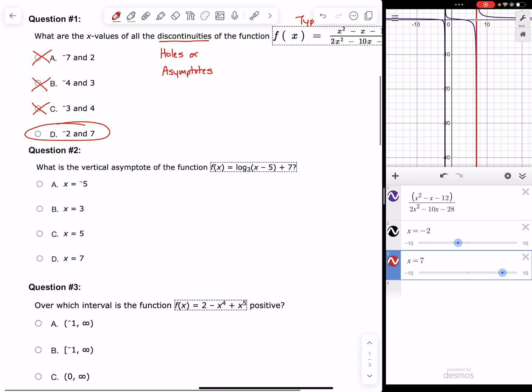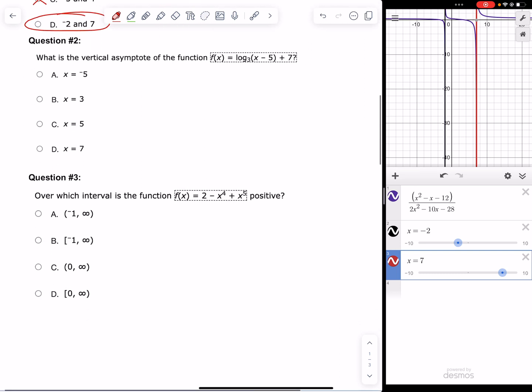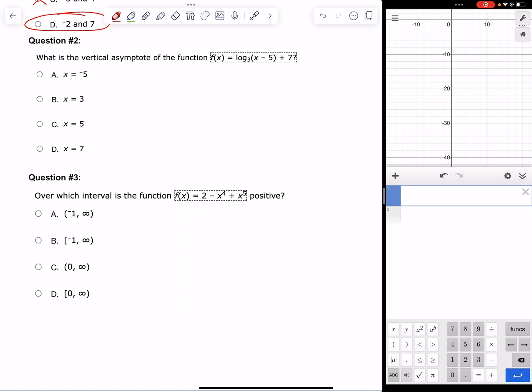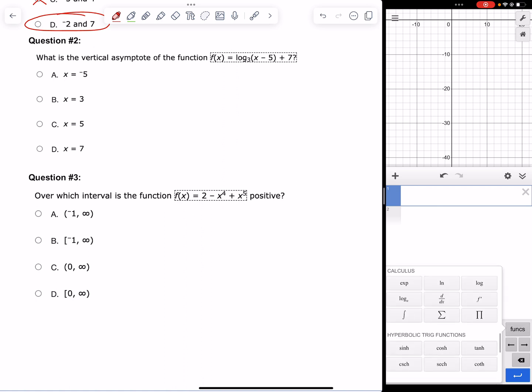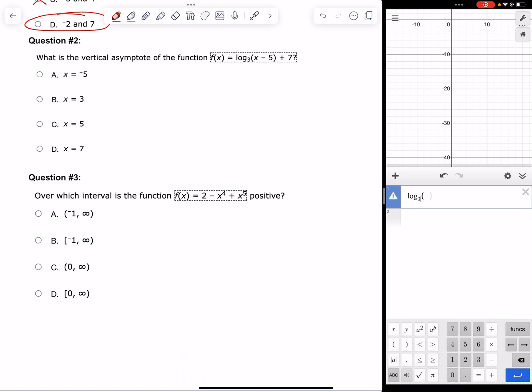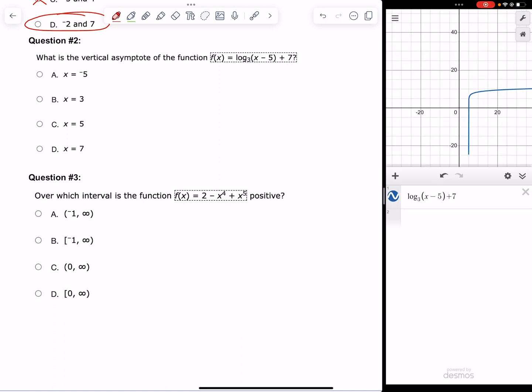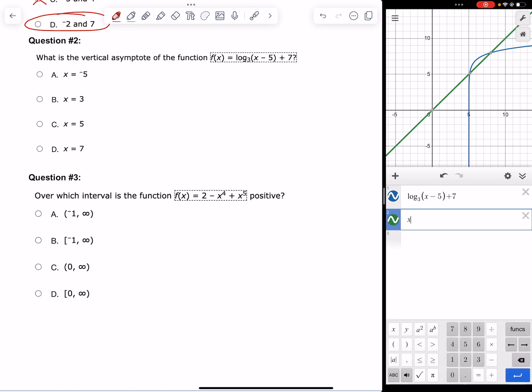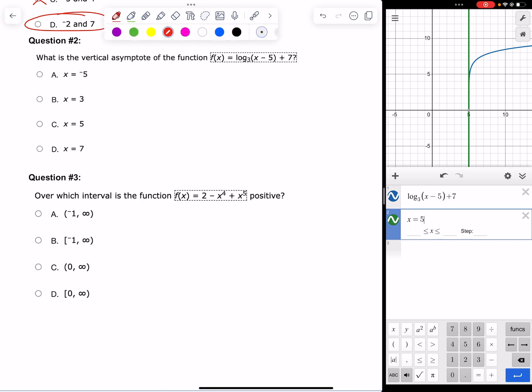Question number 2 says, what is the vertical asymptote for this function? So let's clear out number 1 and type that one in. So we have log base 3 of x minus 5 plus 7. And we just need to find the vertical asymptote. So it looks like it's right at 5. And just to double check, you can type that answer choice in and make sure it looks good. And indeed, it definitely is at x equals 5.